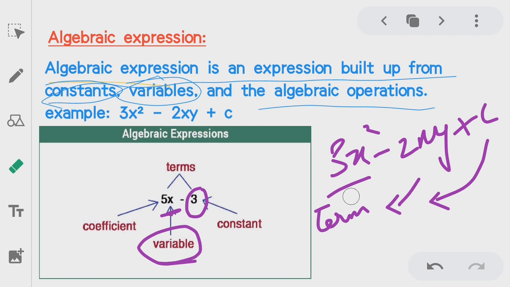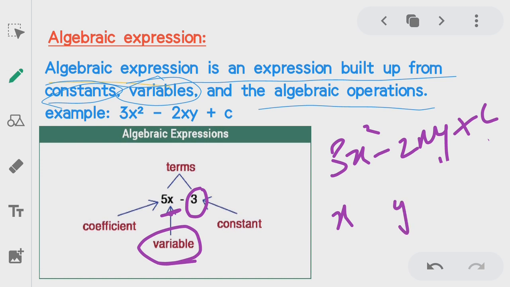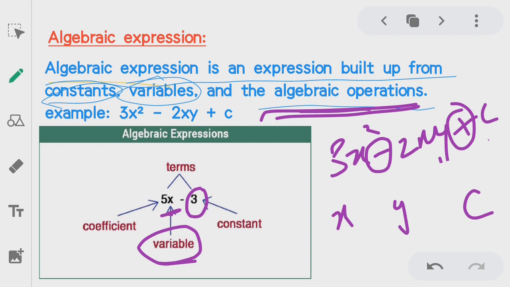Now, what are variables in this? x is one variable, and y is one variable. These are the two variables in the given example expression. And what is c? c is nothing but a constant. Now what about these symbols? These are nothing but algebraic operations. I think now you are clear with what is an algebraic expression.